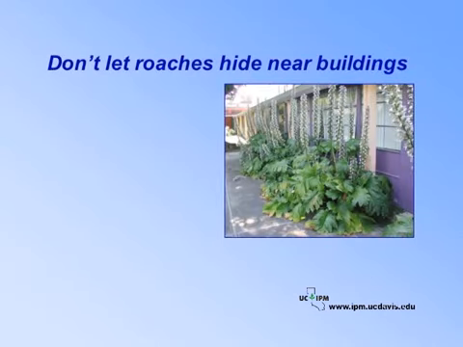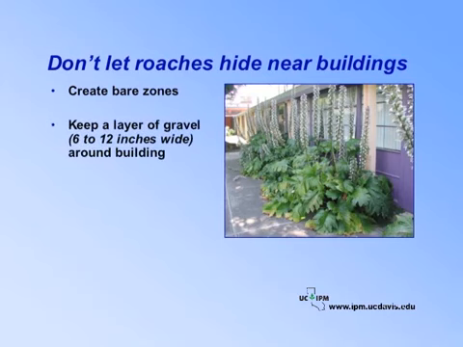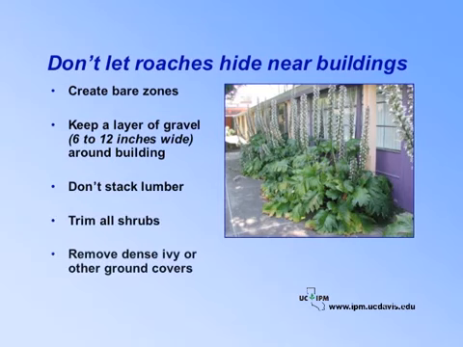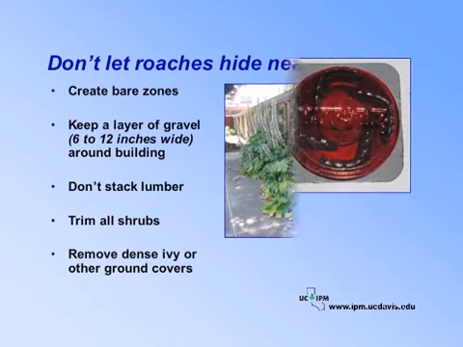To help keep cockroaches out, remove outdoor hiding places next to buildings. Create bare zones around building perimeters. Consider keeping a layer of gravel about 6 to 12 inches wide around the building. Don't stack lumber or other material that may harbor cockroaches. Trim all shrubs around the building, and remove dense ivy or other ground covers. These practices will also reduce likelihood of invasions from other pests, such as ants or rodents.